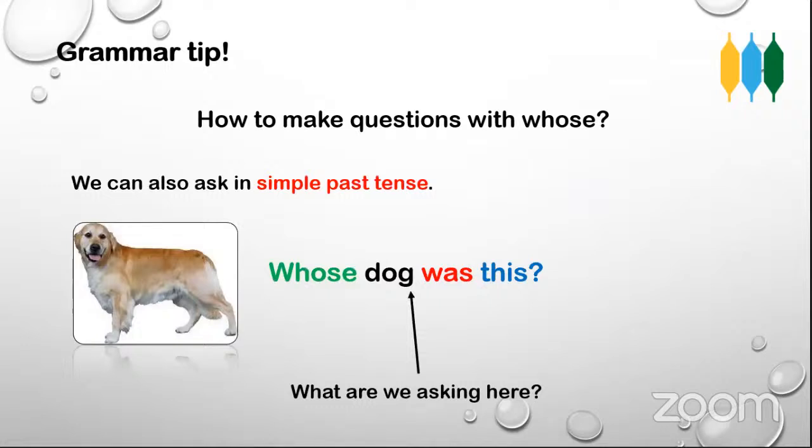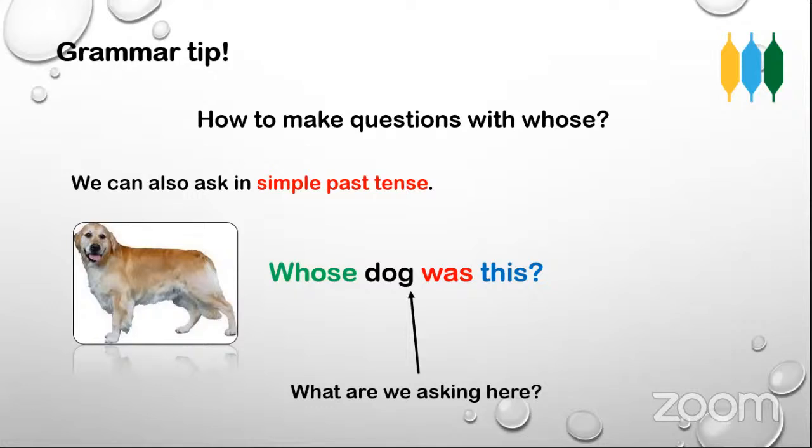We can also ask about who owned a thing in the past. We can make a question in simple past tense. I just want to know if you understand what we're asking here. Whose dog was this? Do you know what we are asking here? Can you understand what I'm asking?